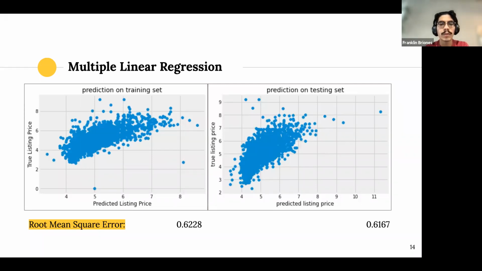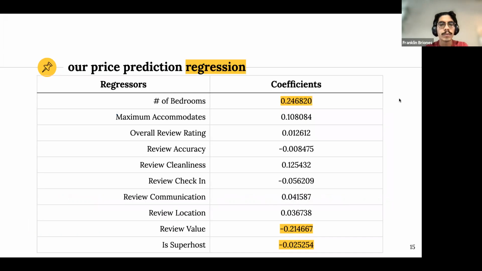Our RMSEs, or root mean square errors, for training and testing are both less than 1 after optimizing the choice of feature variables. The logarithm of the price increases model accuracy due to the existence of some listing prices in the tens of thousands. Next, we can see the coefficients for our multiple linear regression model. Most notably, the number of bedrooms and the rating of the perceived value of a listing affect the price the most of each listing.